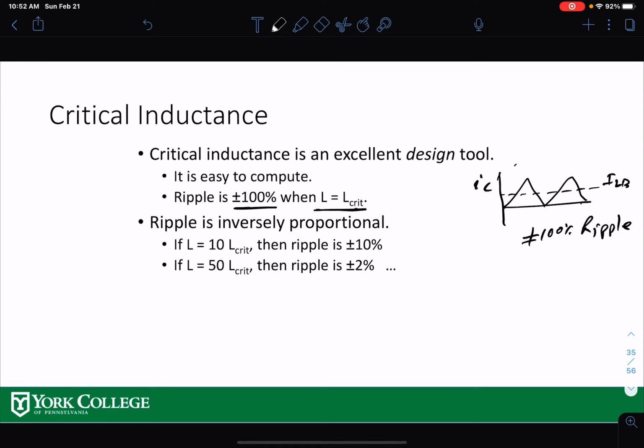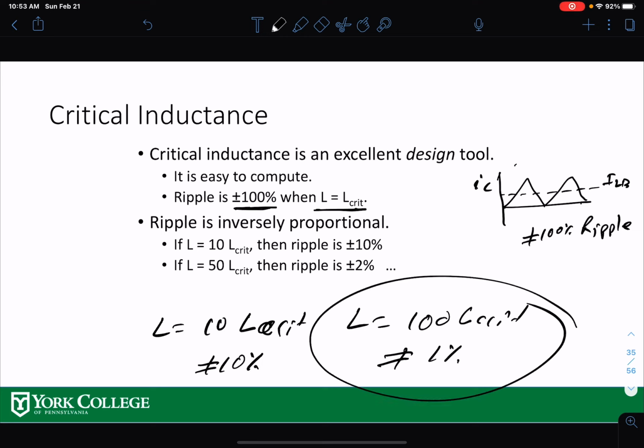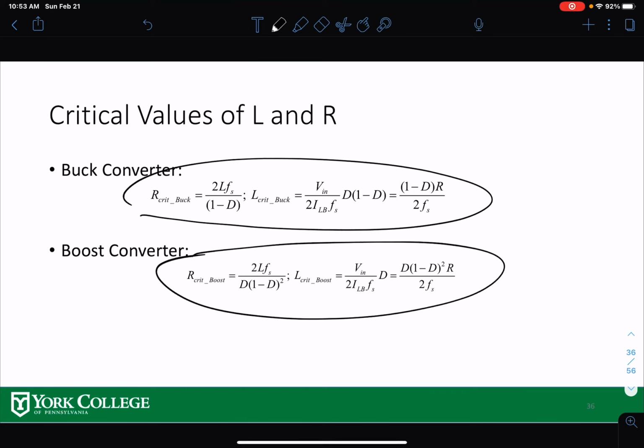When L is L critical, your ripple is plus minus 100%, right? Now if your L is 10 times L critical, then your ripple becomes plus minus 10%. If your L is 100 times L critical, then your ripple becomes plus minus 1%. So you see that over here. If you know the L critical value, you can easily design your L value at whatever percentage of ripple you want. Again, this is the equation for the buck converter, and this is the equation for the boost converter. So the L critical value is important.